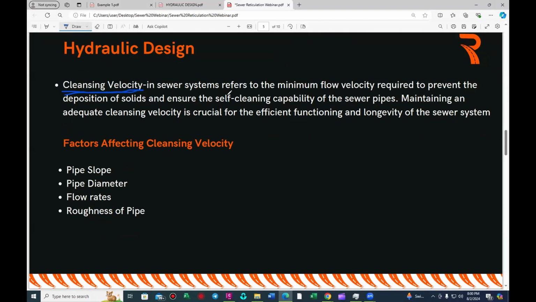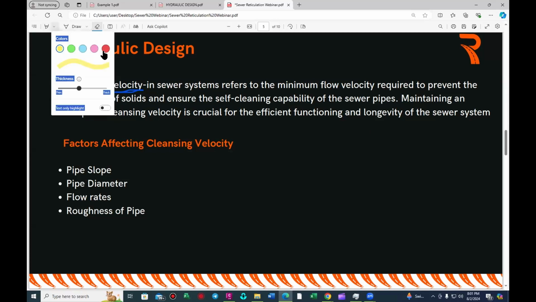Your cleansing velocity in a sewer system refers to the minimum, please take note of that, minimum flow velocity required to prevent deposits of solids and ensure self-cleansing capability of sewer pipes. I'll repeat and I'll break it down for you. Cleansing velocity in sewer systems refers to the minimum flow velocity required to prevent deposition of solids and ensure self-cleansing capability of the sewer system. So what we are saying, you guys, is that you have a sewer system, right?